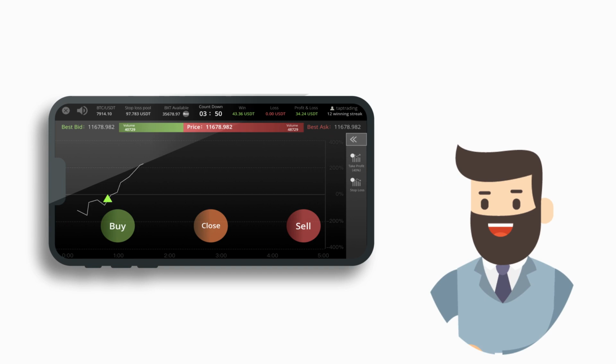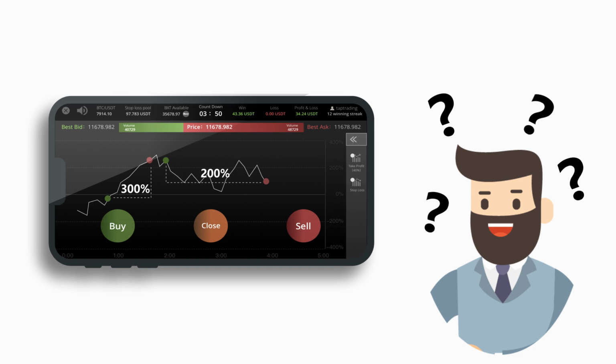If you predict that the price of BTC will go up and you buy at point A and your prediction is correct, you can make a profit of 300%. Of course, if you then predict incorrectly and buy again, and the price goes down, you could then lose 200%. So, how can we limit our loss in this case?